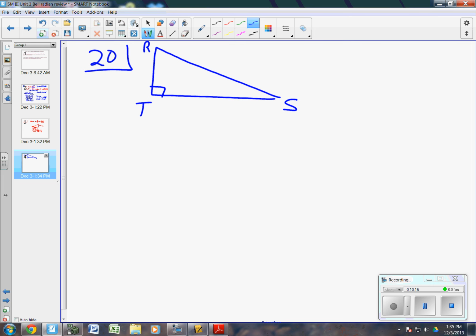How long is the hypotenuse? And how long is this side? Okay, and it says find the 6 trig functions. Well, that means find sine of R. It says of R, doesn't it? Cosine of R. Tangent of R. Now, this is an answer to your question, Ellie. You guys remember that cosecant, secant, and cotangent are just reciprocals of these.